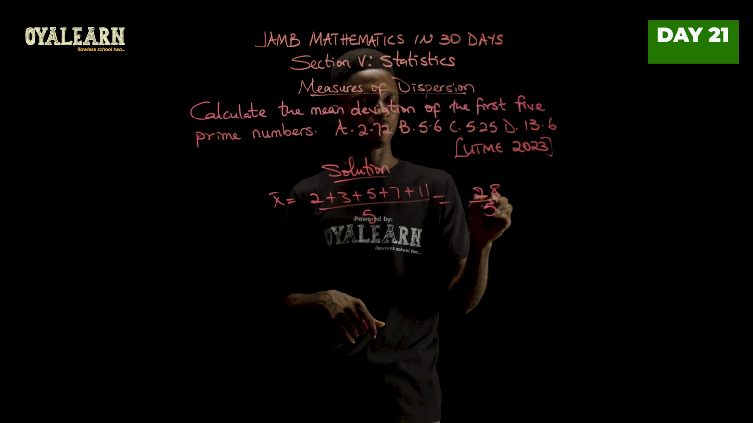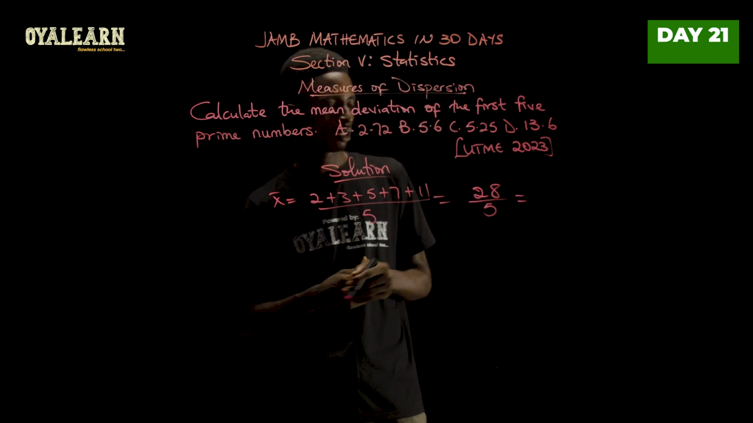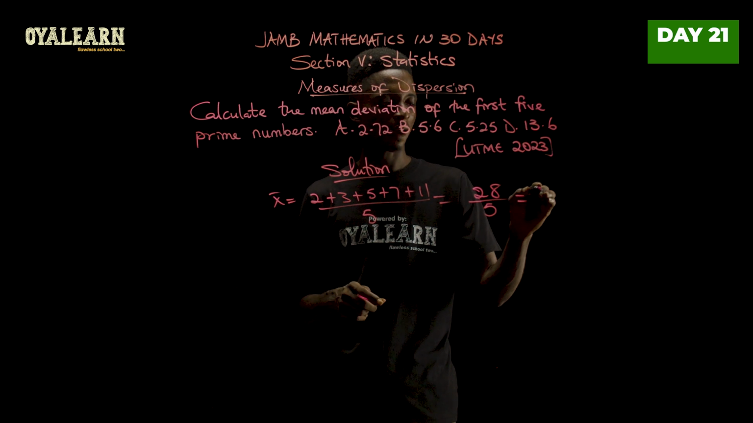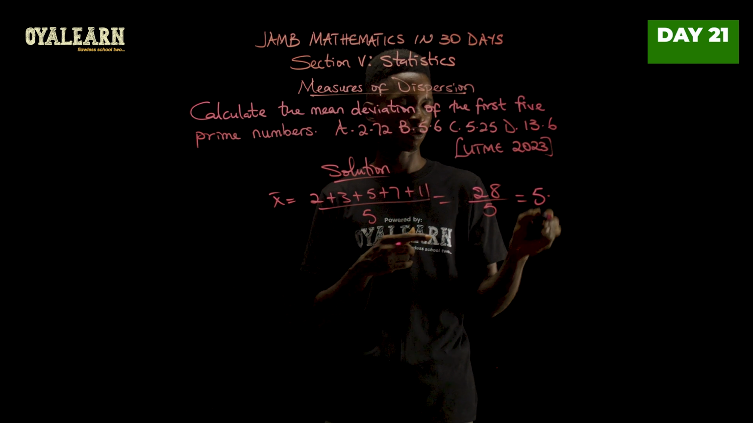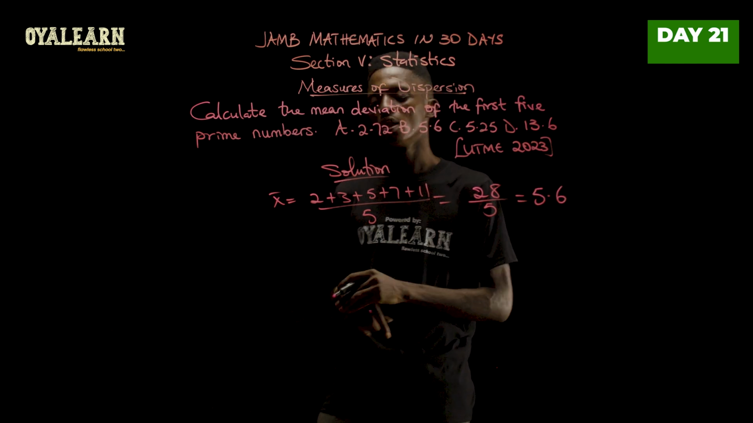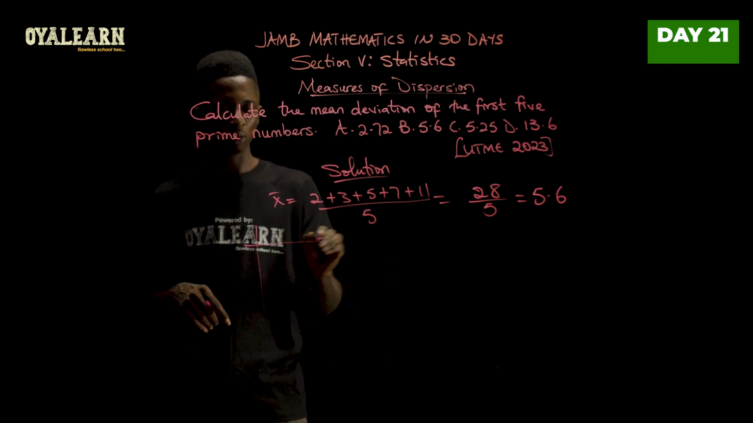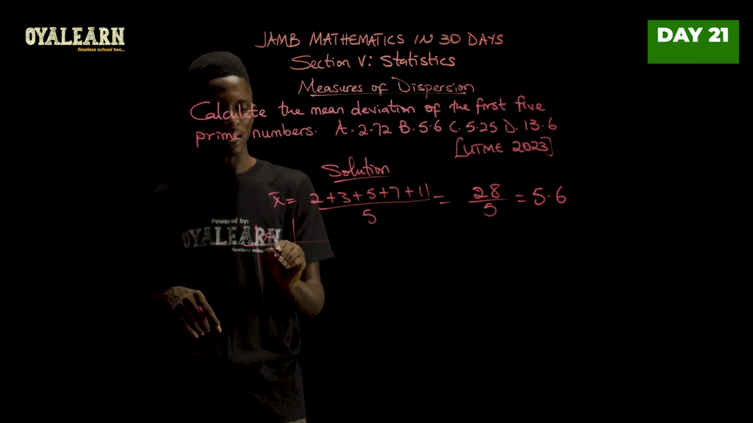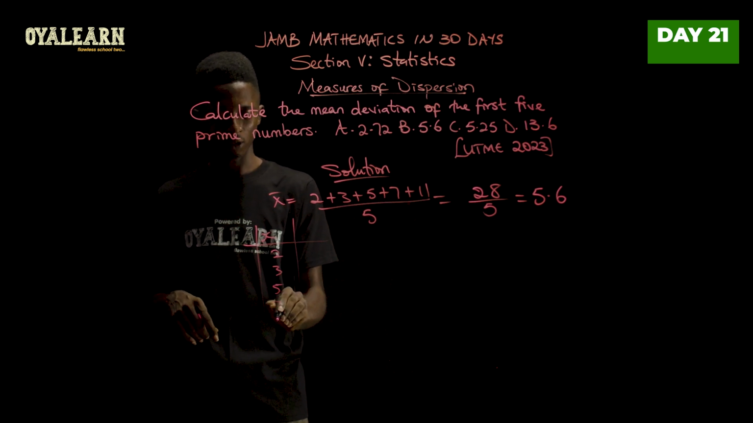divided by 5. So let's break this down. 5 will go in 28 5 times, remainder 3. So when we add a 0, that's 30, so 5.6. So we have our mean already as 5.6. So now let's create that table where we have x as 2, 3, 5, 7, 11.